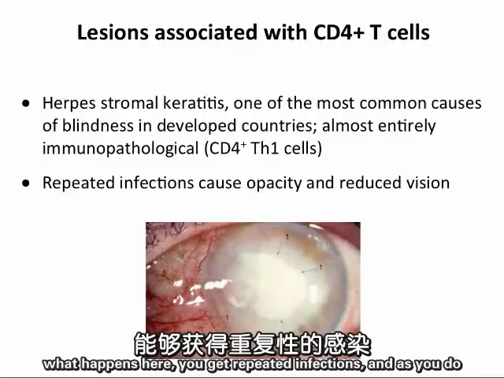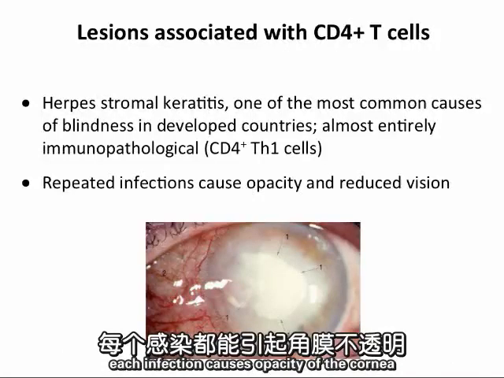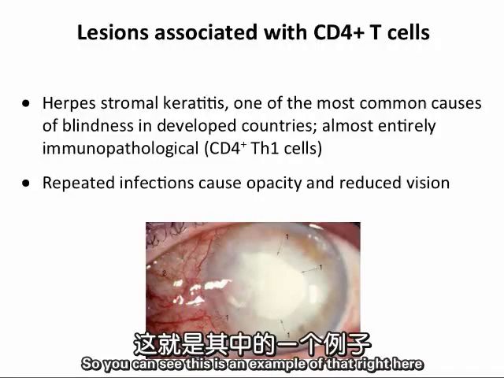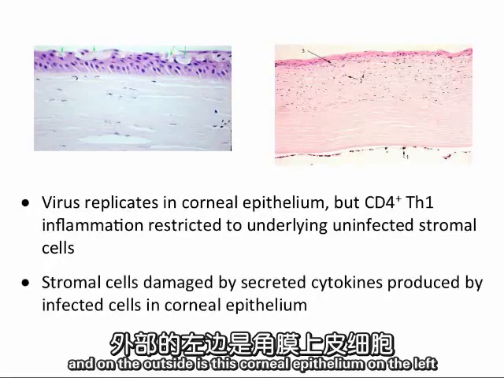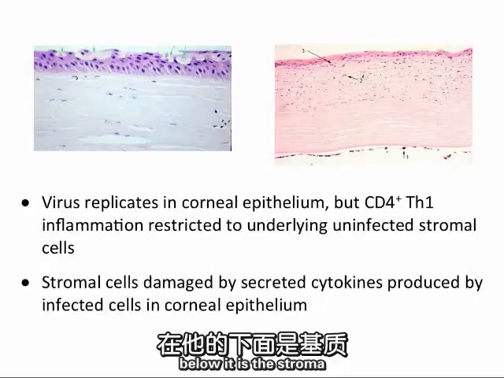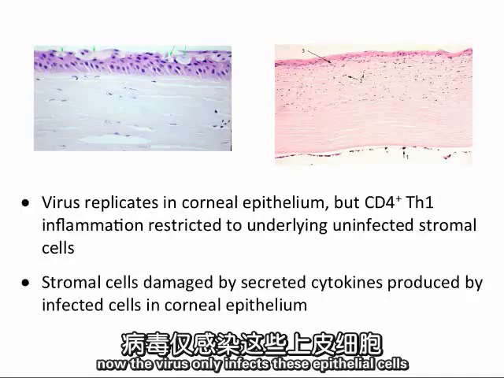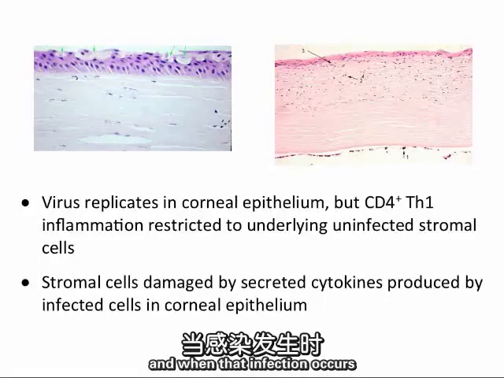What happens here, you get repeated infections, and as you do, each infection causes opacity of the cornea, and eventually you can't see. So you can see this is an example of that right here. Now, how does this work? So here's a section of cornea, and on the outside is the corneal epithelium on the left. Below it is the stroma. Now, the virus only infects these epithelial cells.